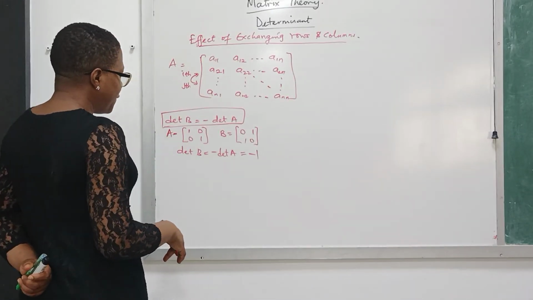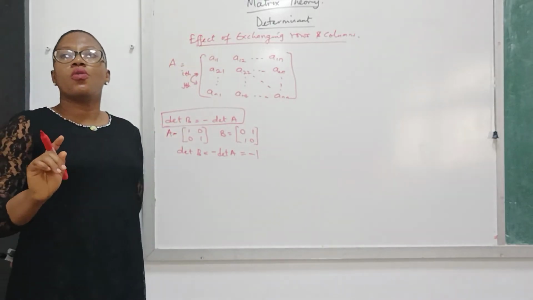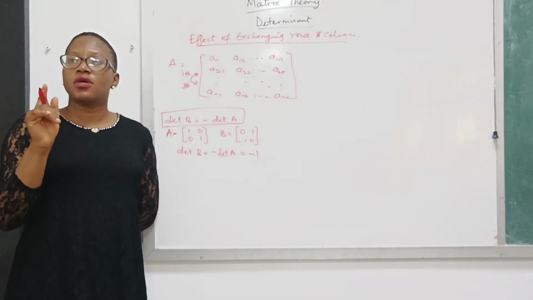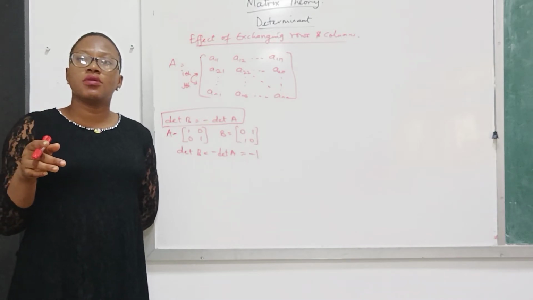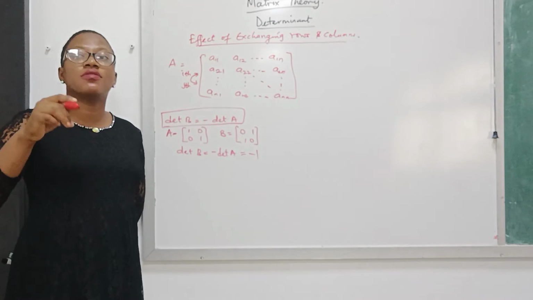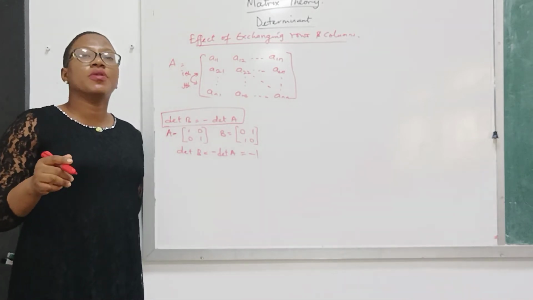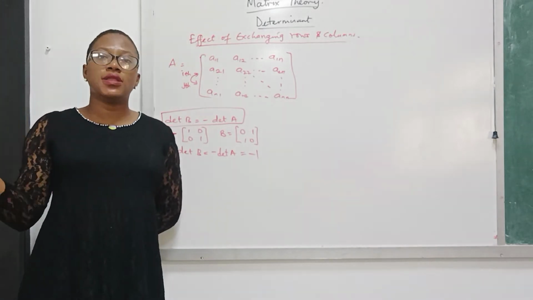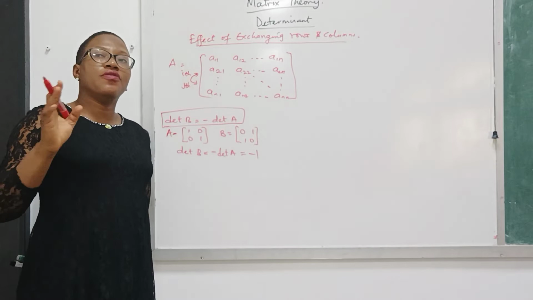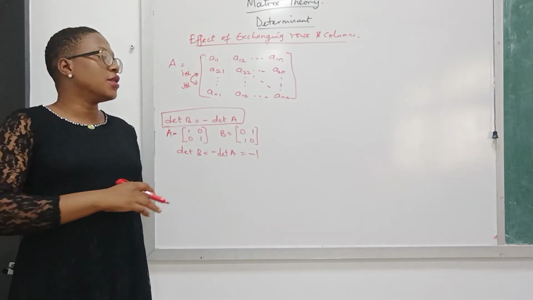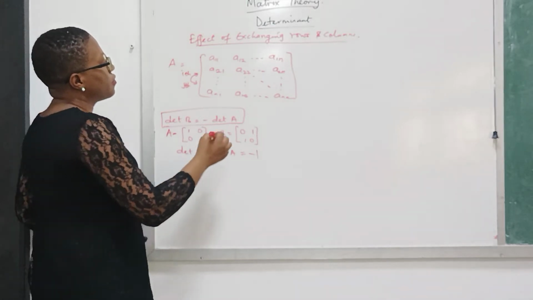Now, this is one swap, I swapped two rows once. If I swap again, what will happen? What do you think will happen? Plus. It becomes plus because it was minus determinant of A. If I swap again, it becomes minus. So if you swap an odd number of times, you have minus determinant of A. If you swap an even number of times, you have the determinant of A. Okay?